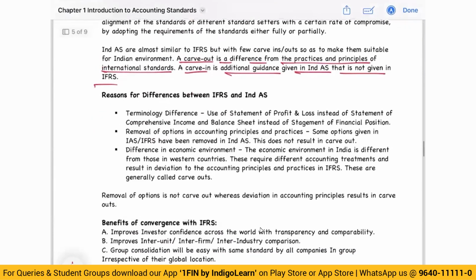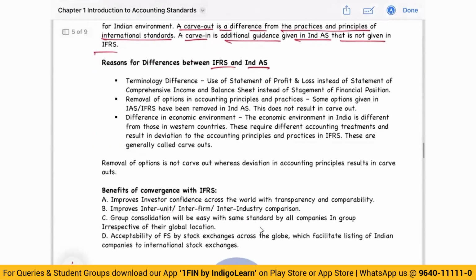Now, why is there a difference between IFRS and Ind AS? One thing we said, there is carve in and carve out. That is one thing. There are some terminology differences. Like we say statement of P&L, they use statement of comprehensive income. Okay. Then we say balance sheet, they use statement of financial position. So that is one kind of difference. Then some options given in IFRS have been removed in Ind AS. This is not a carve out. So IFRS said 3 ways you can do it. We took only 2 ways. That is not a carve out.